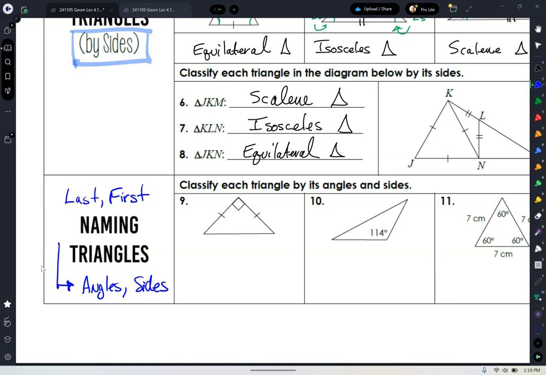So like, let's take this first triangle right here, number 9. According to its angles, what classification does that fit? Right. Okay. According to its sides, what classification does that fit? So then this would be a right isosceles triangle.